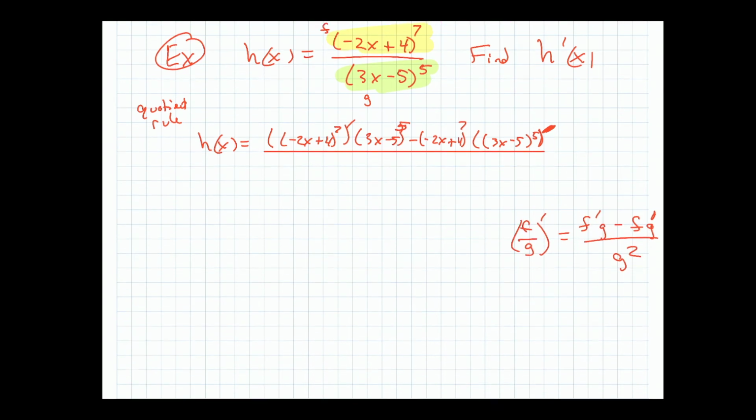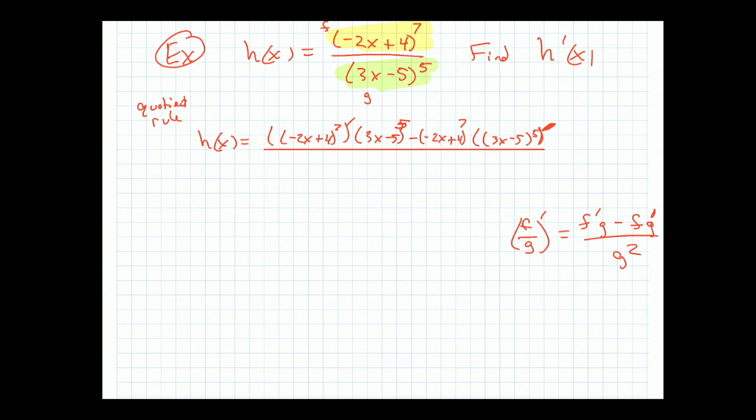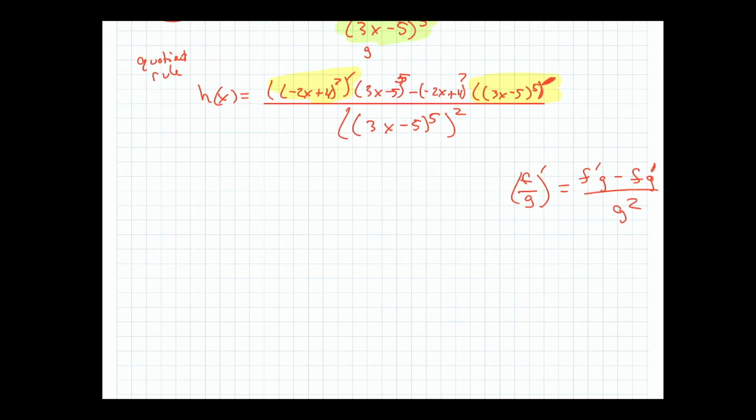So there's my top of the quotient rule. Bottom of the quotient rule is g squared, so that's (3x minus 5 to the 5th) squared. So I've got two derivatives to do here. This one and one over here, right? The two things with the prime on it. Now, in order to do those derivatives, that's where we use chain rule. Chain rule for these derivatives.